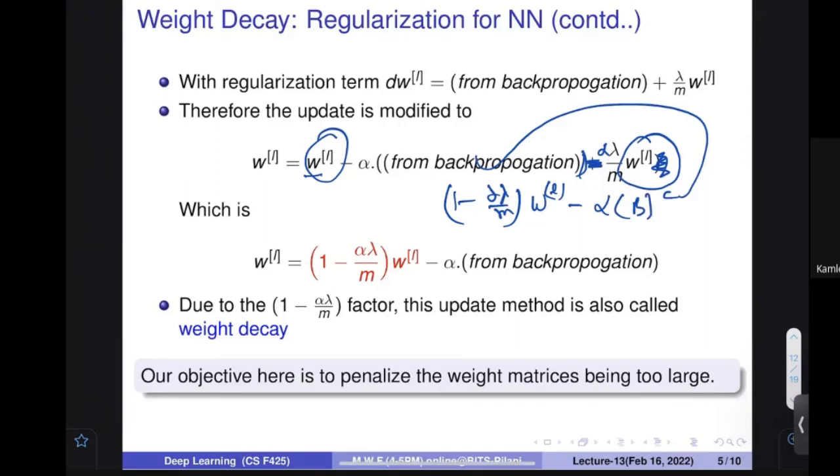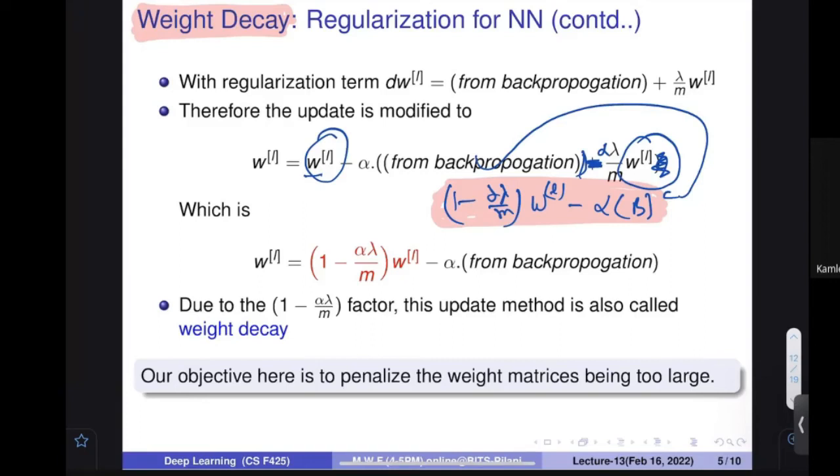Everybody okay with this formula? Can I write the same formula in this particular way? This is a very interesting formula. Sometimes we call this formula weight decay. This formula is called weight decay. And what does it mean?